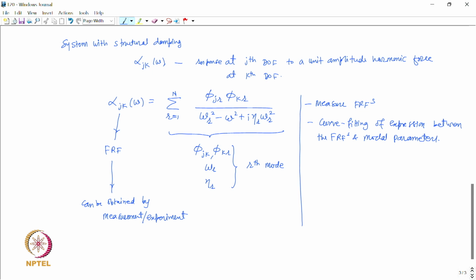If we have a system with viscous damping, then we have the relationship between the FRF and the modal parameters given by alpha jk of omega is equal to sum from r equal to 1 to 2n of phi jr phi kr divided by i omega minus s r bar.